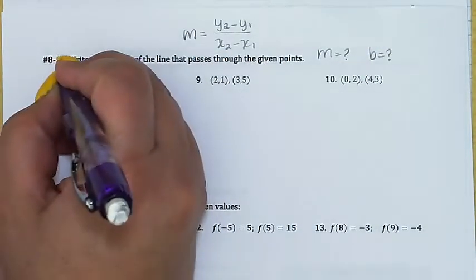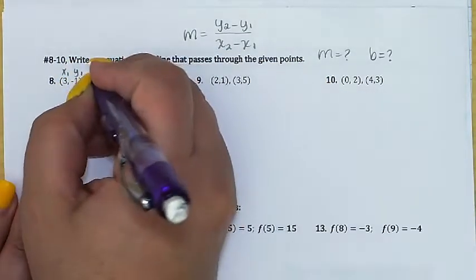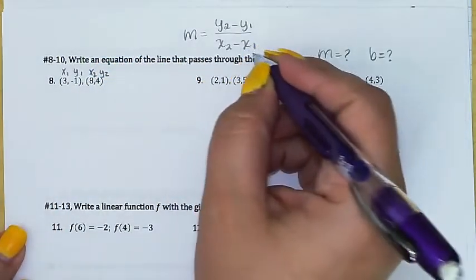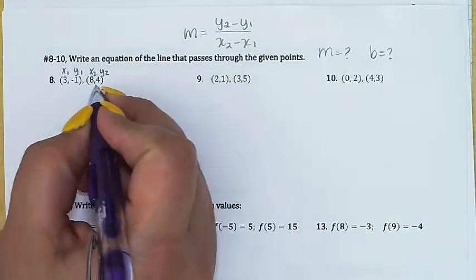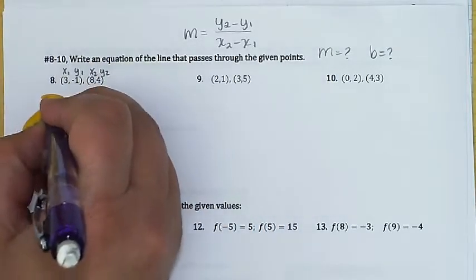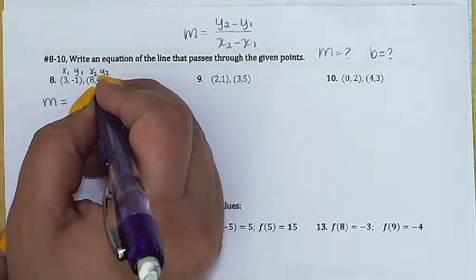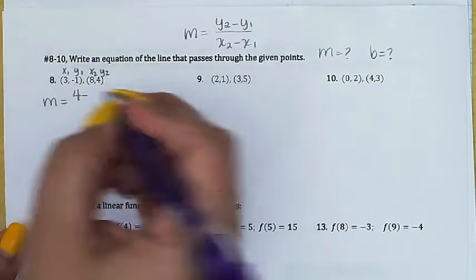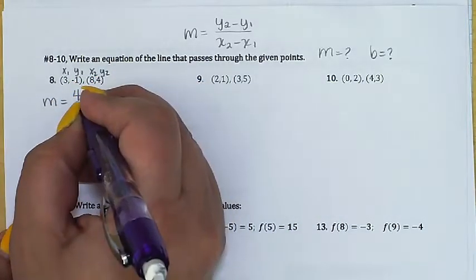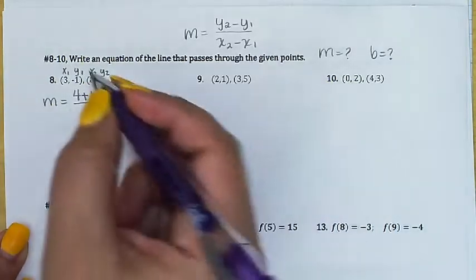So you can assign one of these points as your point 1. You can assign one of these points as your point 2. And then you can use the slope formula and find what m is. Okay, so let's start there. If we start with the slope, I'm going to do the difference in my y values. So that's going to be 4 minus, and then the other y value is a -1. So when I do minus a -1, it becomes +1. That's in my top part.